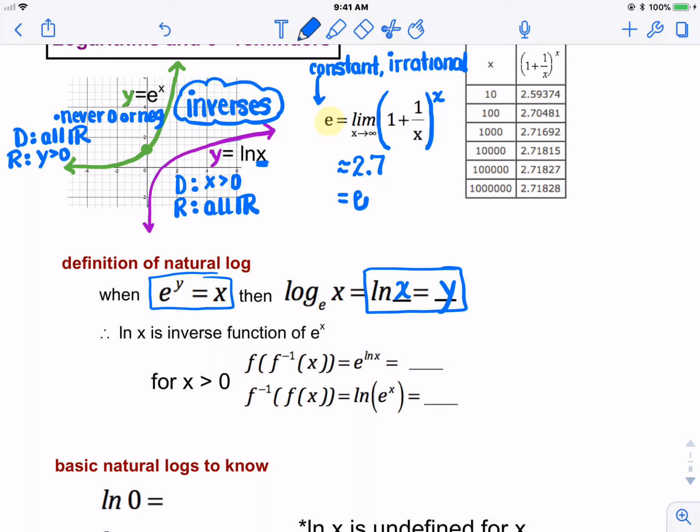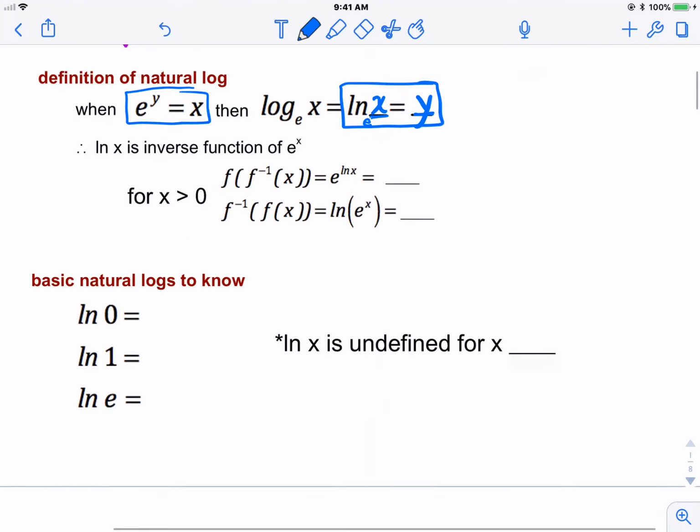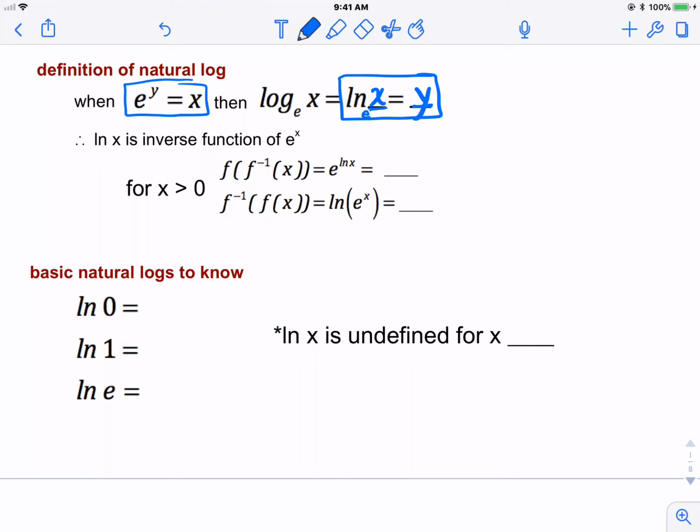You know that from writing logs before: it would be log base e of the exponent here equals the result. So the takeaway: the natural log is the inverse, the undo function for e to the x, and e to the x is the undo function for ln of x.